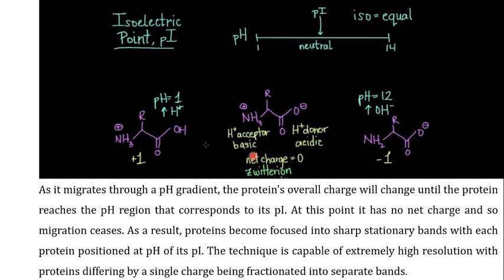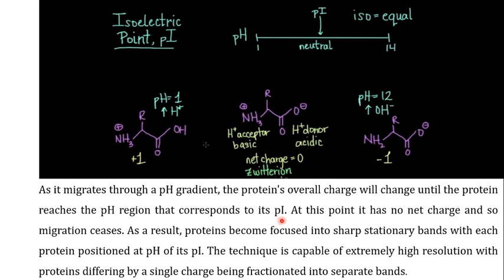When you apply the mixture of proteins to the IPG strips, as I will show you in the slides to come, the proteins will start moving in the pH gradient, because initially they will be charged, either positively or negatively. If they have a positive charge, they will start moving towards the negative end. If they have a negative charge, they will start moving towards the positive end. As they move through the pH gradient, the protein's charge changes until the protein reaches the pH region that corresponds to its pI.